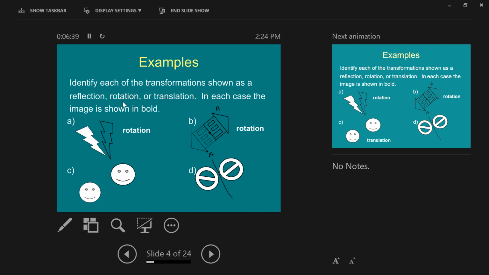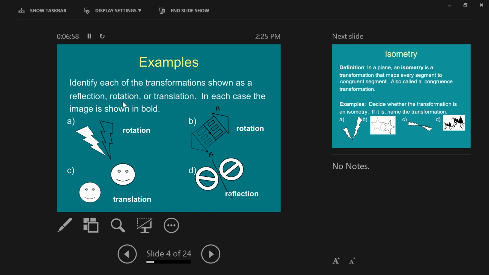Okay, and then on image C, what's that one? Right, they just had some figure here where they slid it somewhere else. Good. And then figure D. Right. If I folded that in half, everything would meet up exactly. So that one is reflection. Good. Okay? All right.